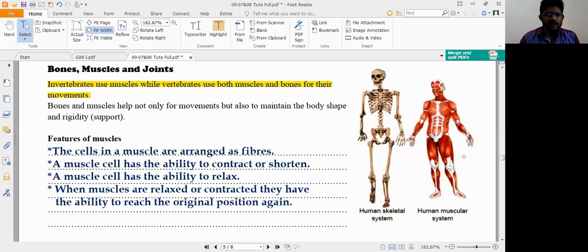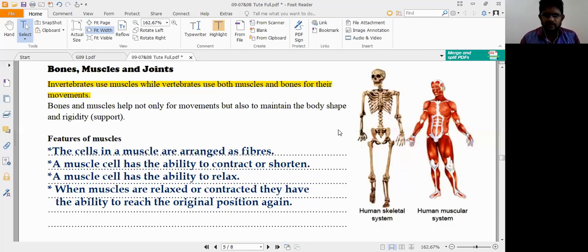Accordingly, we take the features of muscles. The cells in a muscle are arranged as fibers. You have learned earlier, cells are the basic building unit of organisms. So these cells arrange together to form tissues. When we take the muscle, muscle is a tissue. Accordingly, muscle tissues are made up of muscle cells. So that is what the first statement gives you. The cells in a muscle are arranged as fibers. Muscle cells are what we term as muscle fibers too.